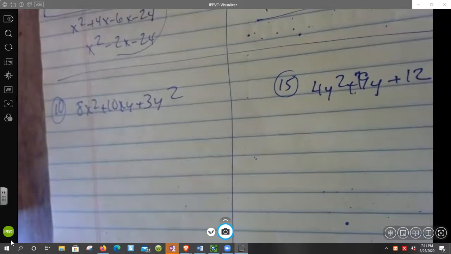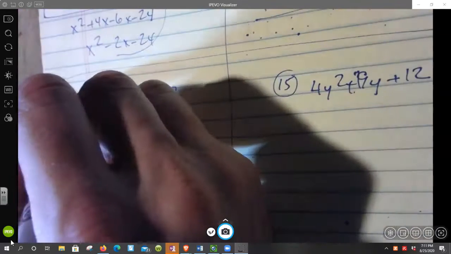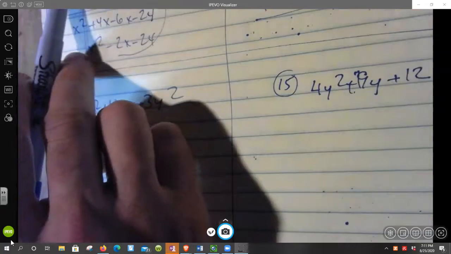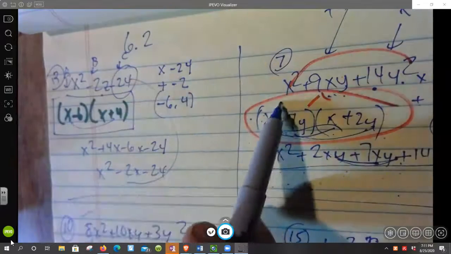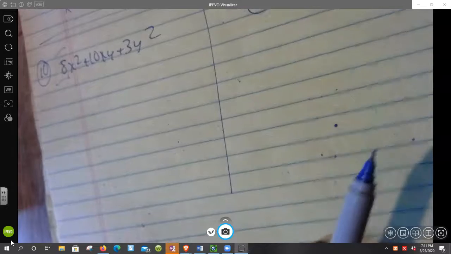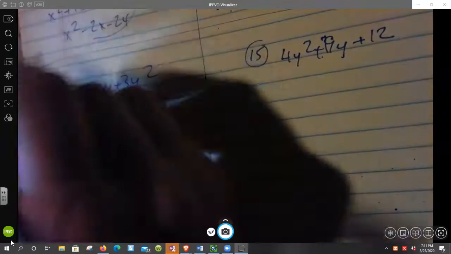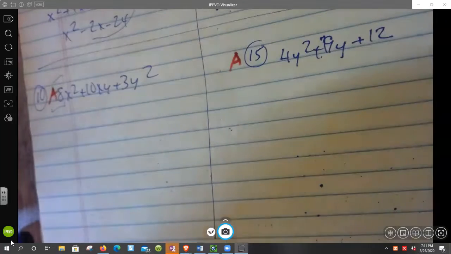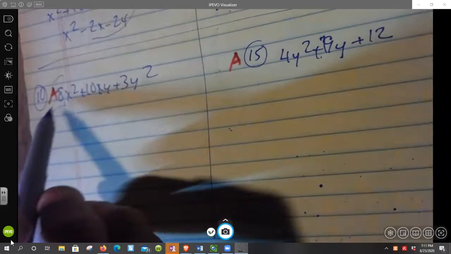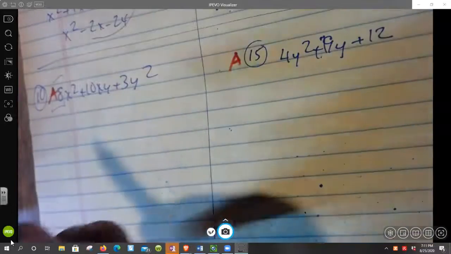Now down here, this one's a little trickier because the first number is not a 1. You notice here it's just x squared, and here that's just x squared. Now this format is called ax squared. Ax squared means that you have a number before the x squared that's not a 1. It's an 8 in this case.